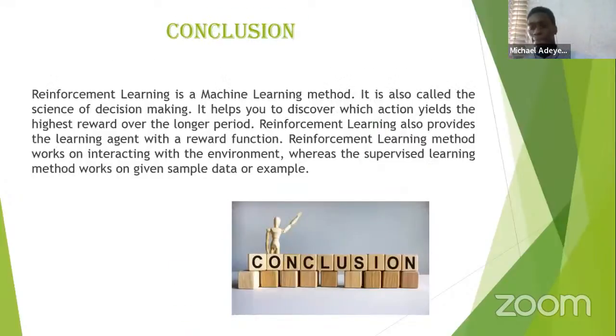Now, conclusion. I said reinforcement learning is a machine learning method. It is also called the science of decision making. It helps you discover which action yields the highest reward over the longer period. Reinforcement learning also provides the learning agent with a reward function. The reinforcement learning method works on interacting with the environment, whereas the supervised learning method works on giving sample data or examples.